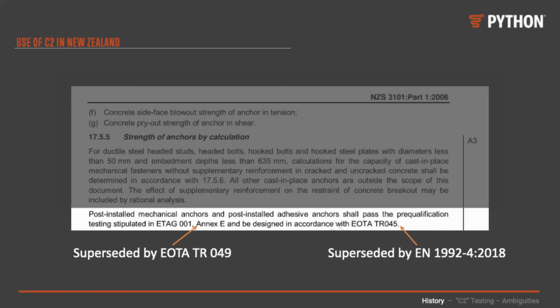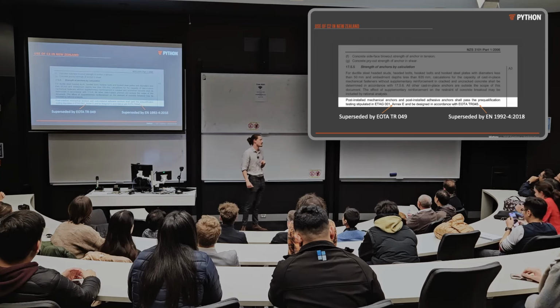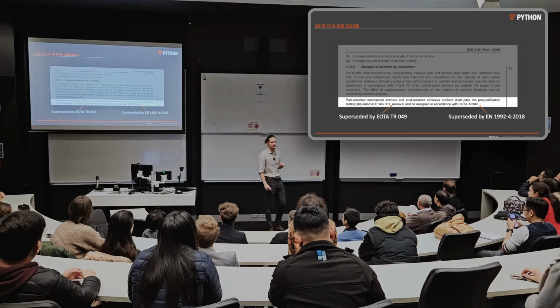Now, I suspect everyone here has seen this clause before, right? This is straight out of 3101. This is why we use C1 and C2 capacities. Post-installed mechanical anchors and post-installed adhesive anchors shall pass the pre-qualification testing stipulated in ETAG 001 Annex E and be designed in accordance with EOTA Technical Report 045.